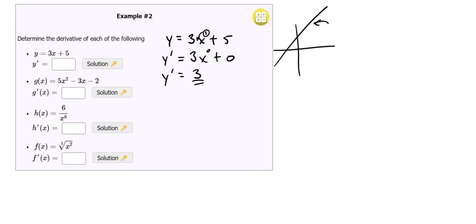All right, so now let's look at the next one. So now g of x is equal to 5x squared minus 3x minus 2. Okay, so we're just going to do each term individually now, right? So then g prime of x, or the derivative of g of x, is equal to, so now the 2 comes down, so this becomes 2 times 5, so 10x, and then the power is 2 minus 1, so 1.